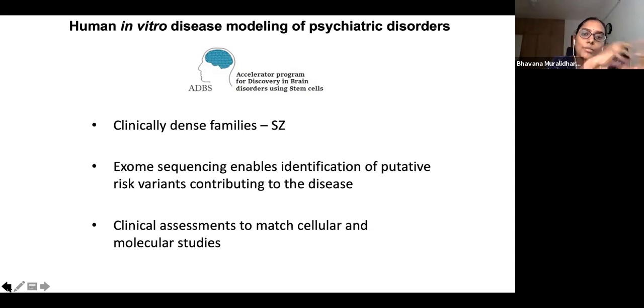But we also would like to understand what is different in humans. So we use the ADBS program to understand this with the clinically dense family, which is a neurodevelopmental disorder. They have exome sequencing, which enables us to identify putative risk variants that could contribute to the disease. And then we would like to do some cellular and molecular work to match the clinical assessments. And what I'm showing you here is one such family with schizophrenia.